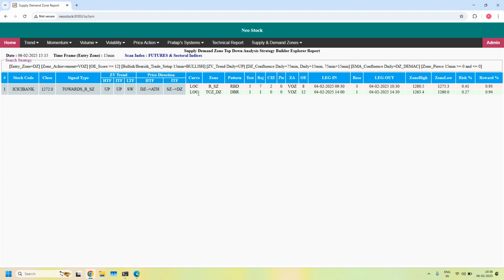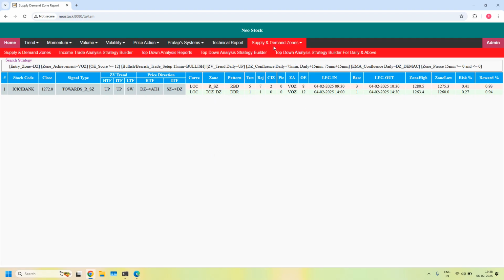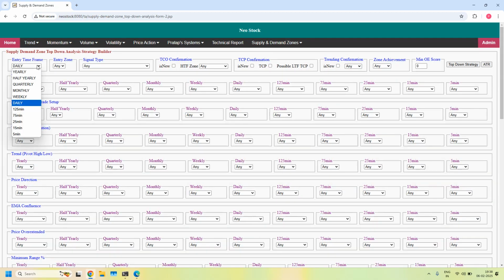Maybe it is already tested and moving towards the supply zone. Okay, this is about the bullish trade setup for daily income trade. Next, bearish trade setup for daily income trade. Entry time frame 15 minutes. Entry zone supply zone. In bullish or bearish trade setup at 15 minutes entry time frame, I am selecting bearish.